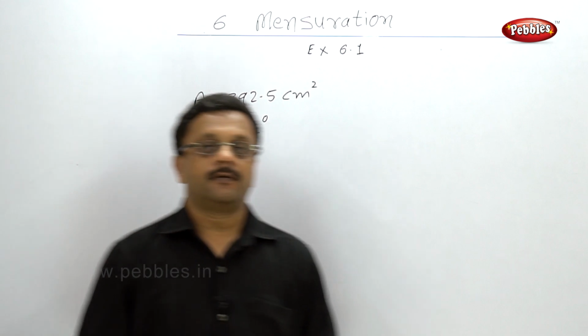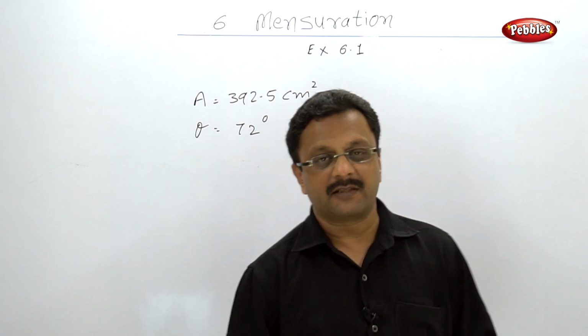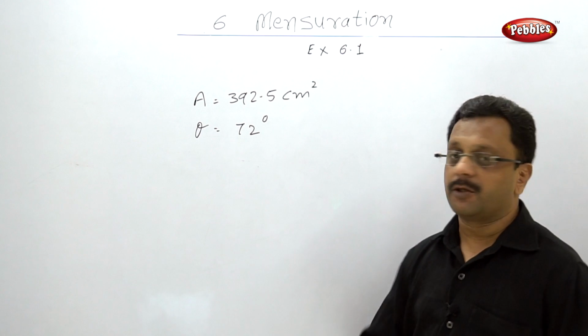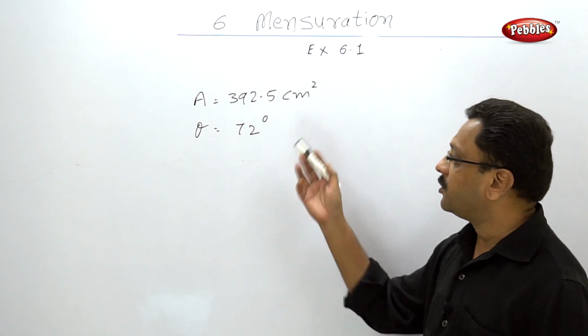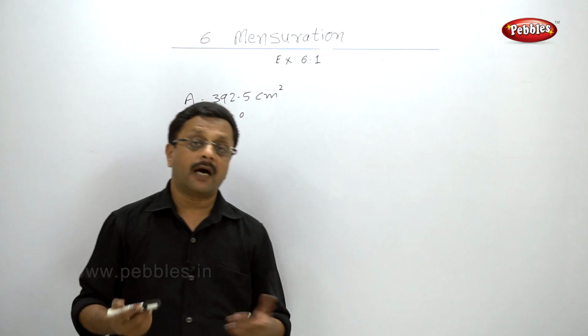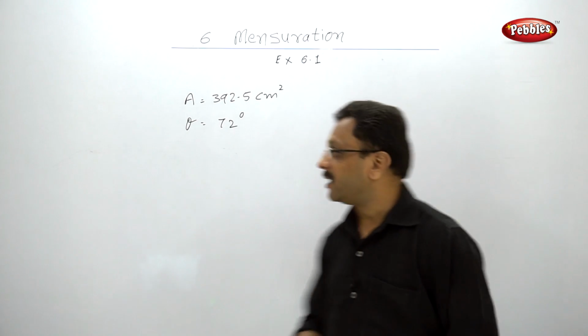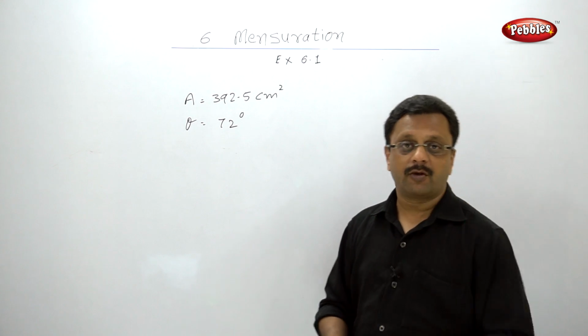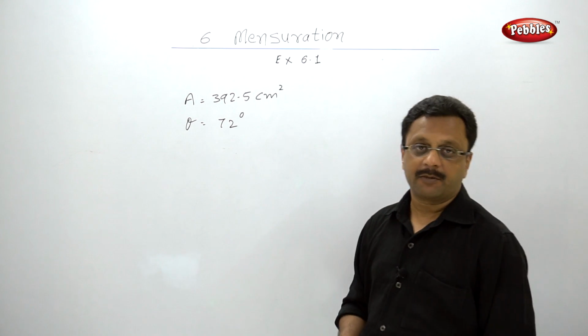Find the radius. Extremely simple example. You have to just substitute in the formula. Area is equal to theta by 360 into pi r square. Only r is unknown. Just mathematical calculation. Please pause your video and solve this example.